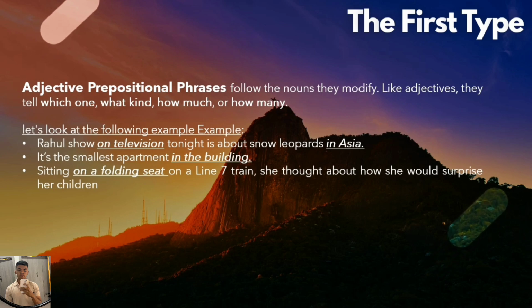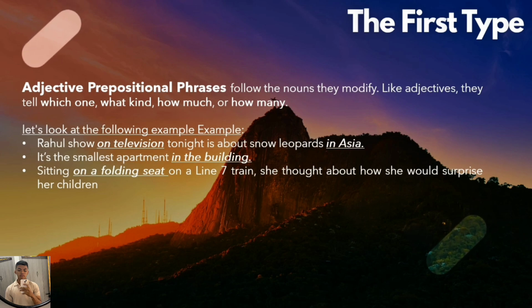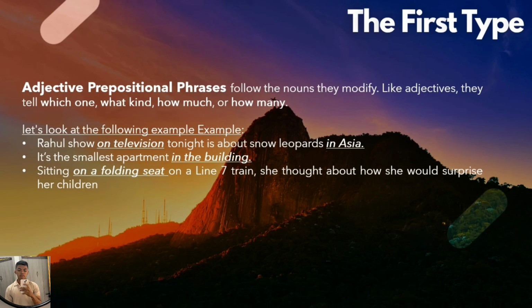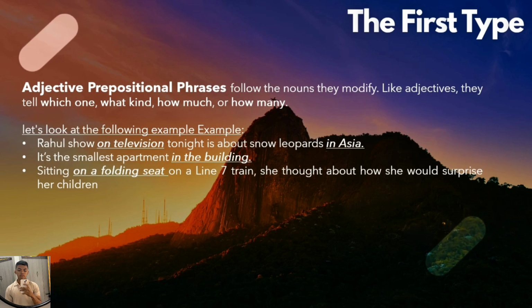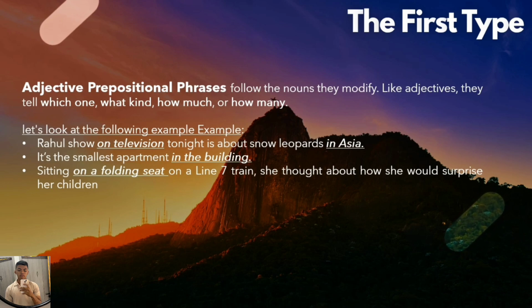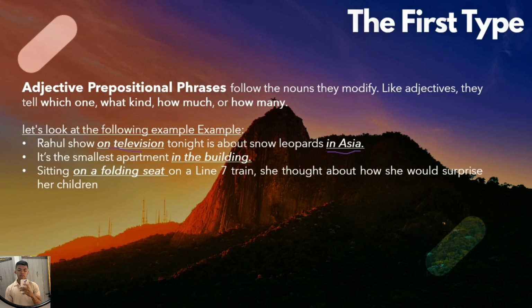Now, let's look at the following example. Rahul's show on television tonight is about snow leopards in Asia. On television tells us which show. In Asia tells us which leopards. And the next example.